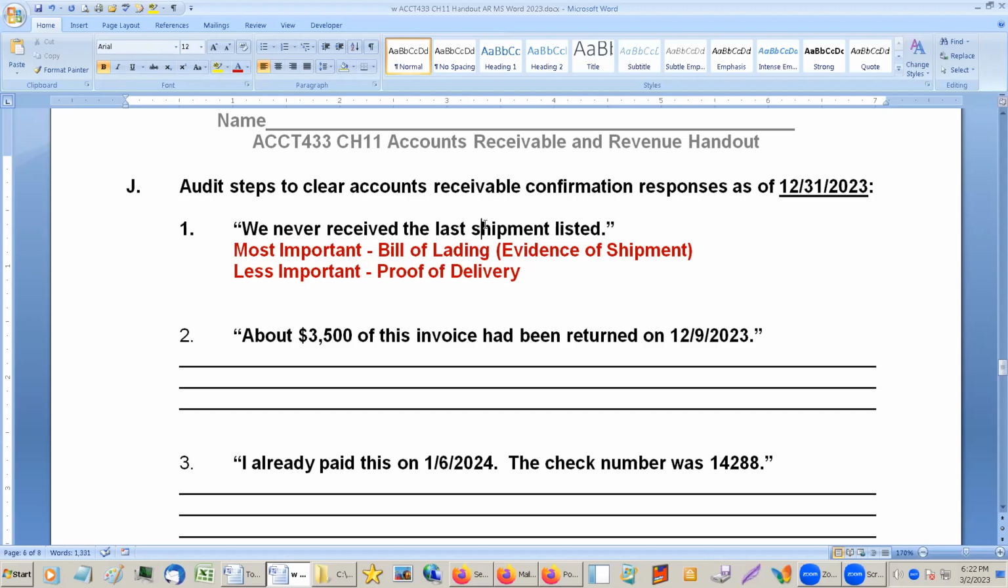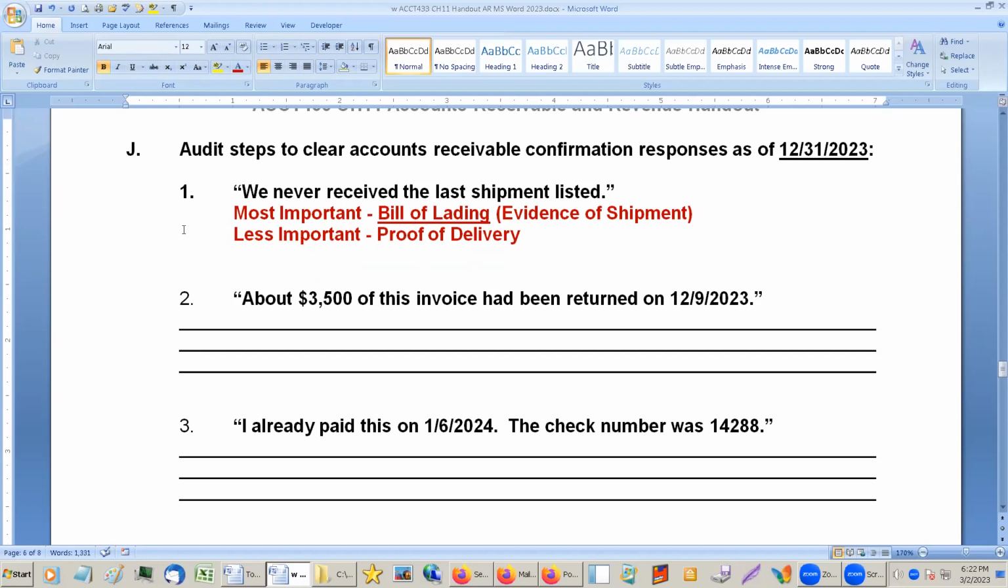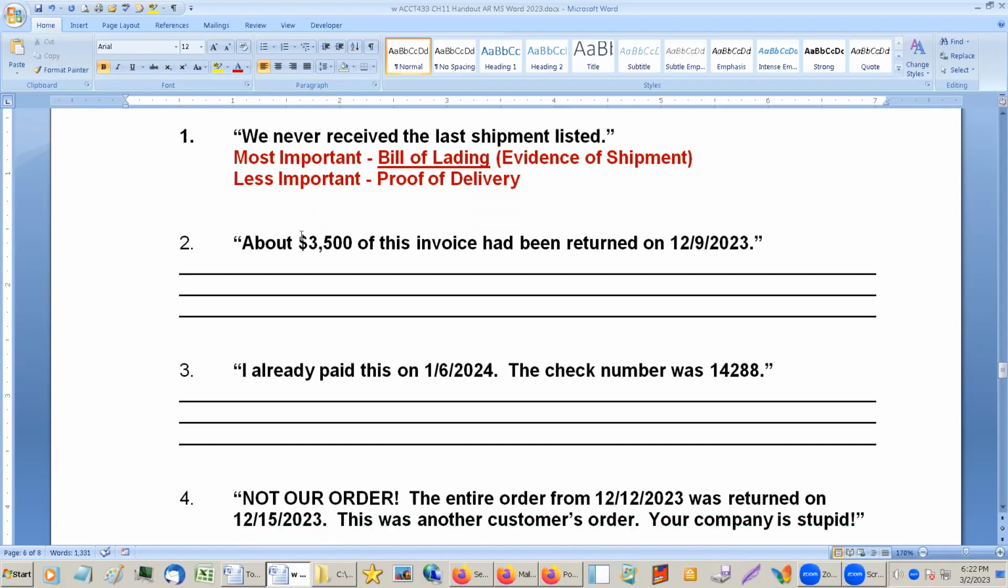But the most important here is going to be the bill of lading, and you'll find that with a lot of these, because the bill of lading shows evidence of something being completed, and it'll have exactly what was shipped on it. It won't have the dollar amounts, but it will say what was shipped. Okay, number two.